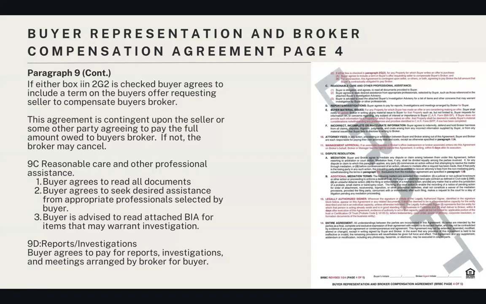Reports and investigations, 9D. Buyer agrees to pay for reports, investigations, and meetings arranged by the broker and the buyer. So buyer's agent is going to be coordinating inspections, doing things on the buyer's behalf, which they should be authorizing, but it also just puts them on notice that, hey, they need to pay for that.